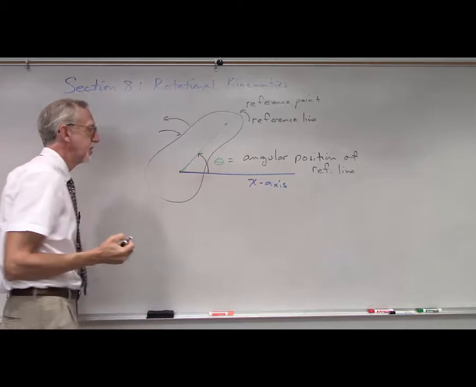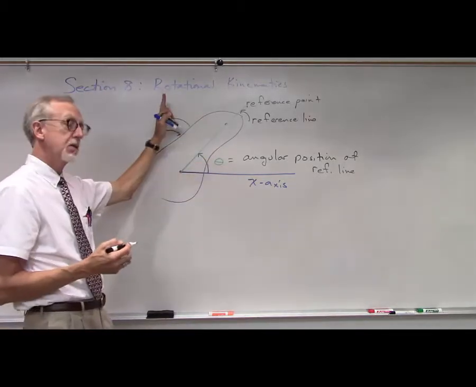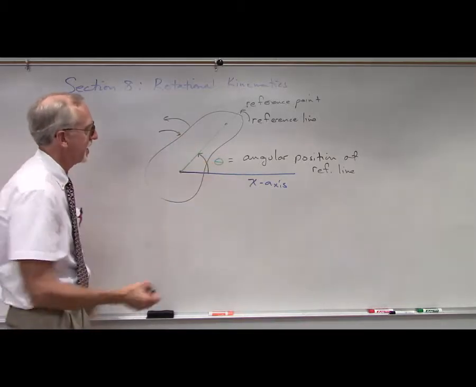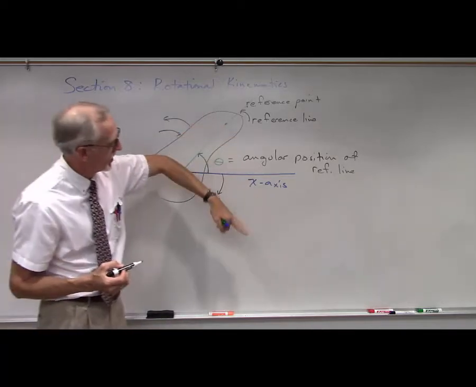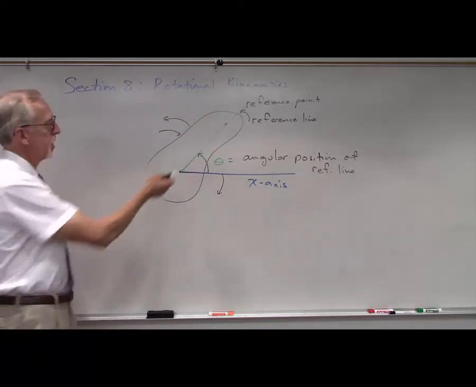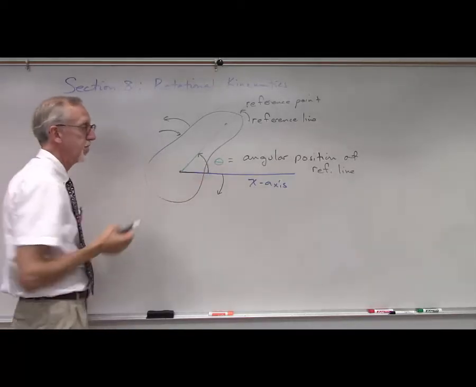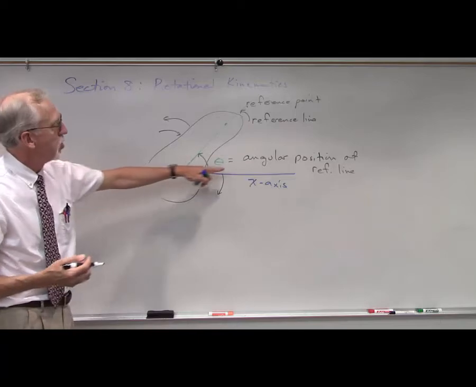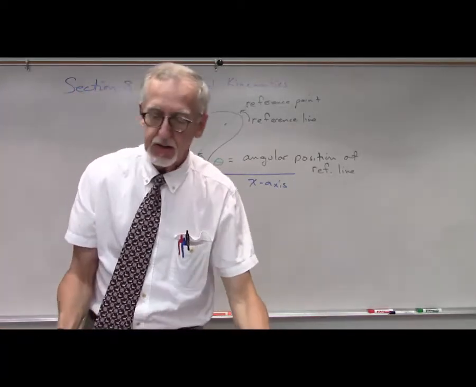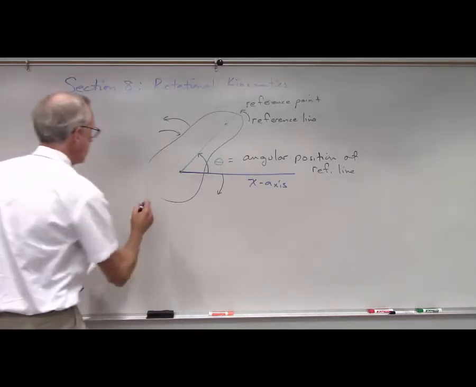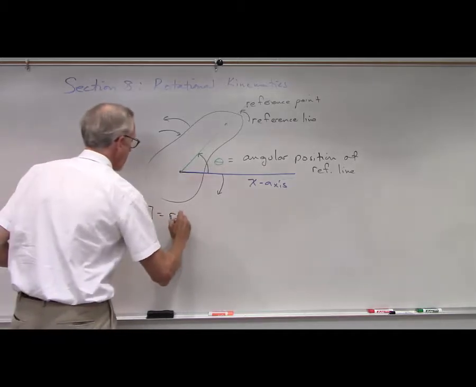We'll define theta as positive if the angle, say, is counterclockwise of the x-axis. Theta could be a negative quantity if the reference line is clockwise from the x-axis. Theta could be any angle that we want. Positive, negative, could be 0 if it was right on the x-axis. Now, theta we're going to measure not in degrees, but with a different unit. So the units of theta will be radians.